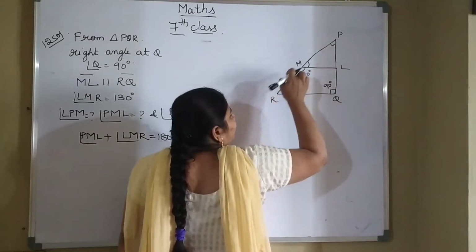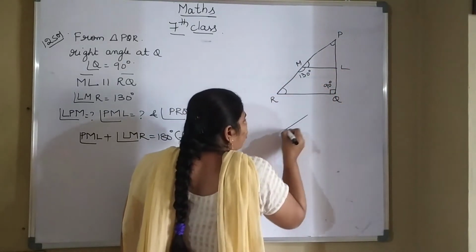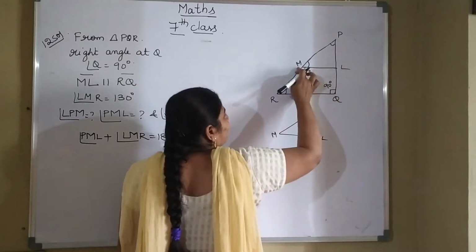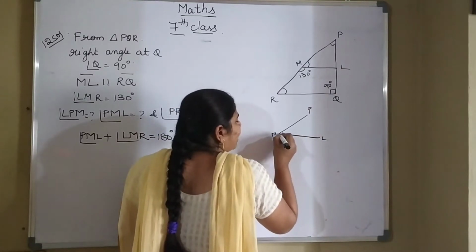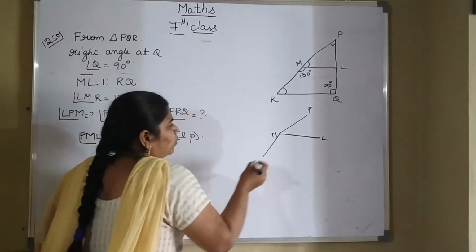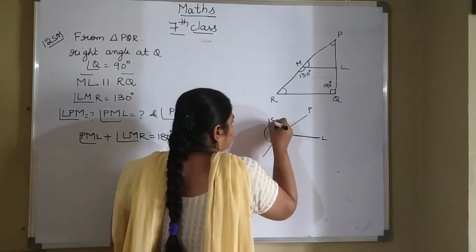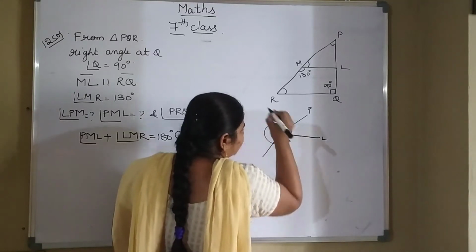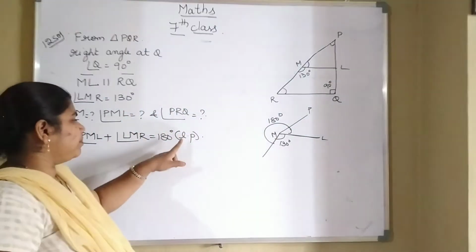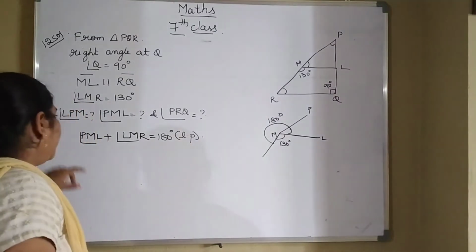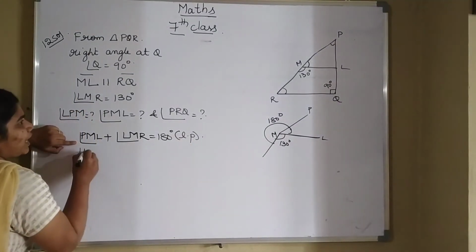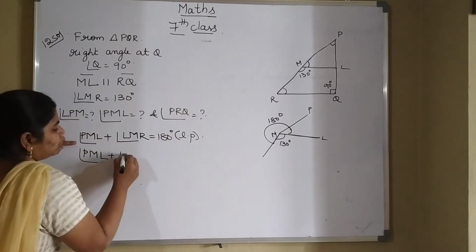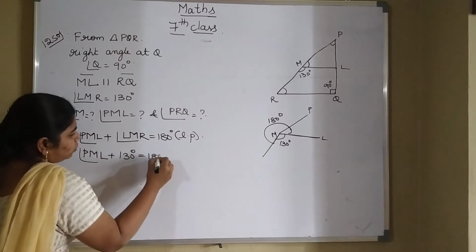PML, LMR. PML is in this form. Next is LMR. So it is forming one straight line here that will be equal to 180 degrees. So this angle they have given as 130. I am finding this angle now. Okay, by using what I am finding? By using linear pair. Okay, so PML we don't know, so I am writing it as it is: PML plus LMR, they have given as 130 degrees, is equal to 180.